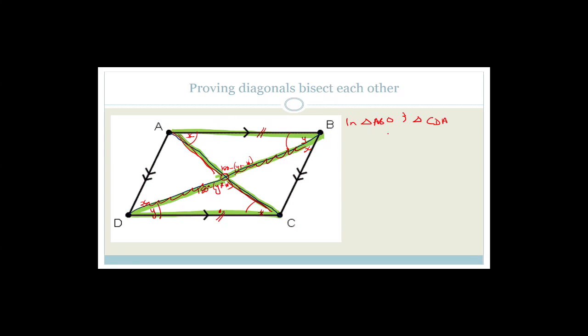We know that angle BAO equals angle OCD, which equals, it doesn't matter, we can call it X in this case. Why? Because they're alternate angles. So we know that those two are done, check. Then we know that DC is going to equal AB. Why? Opposite sides.